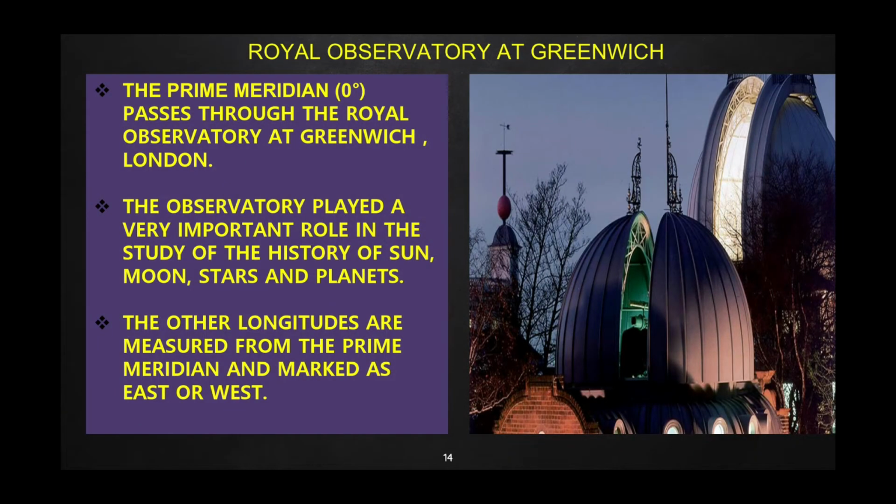Students, just observe this picture. What does the picture depict? Guess? Yes, it's the Royal Observatory at Greenwich, London. So, the prime meridian at 0 degree passes through the Royal Observatory at Greenwich, London. The observatory played a very important role in the study of the history of sun, moon, stars and planets. The other longitudes are measured from the prime meridian and marked as east or west.